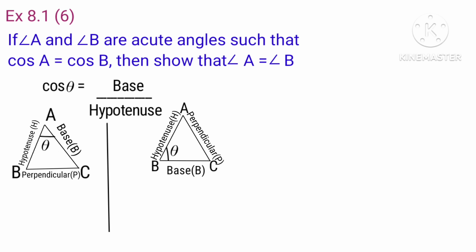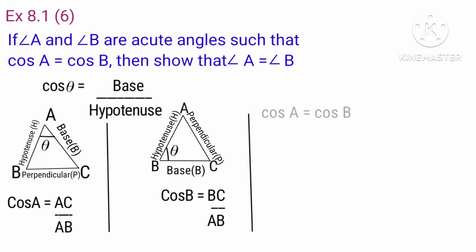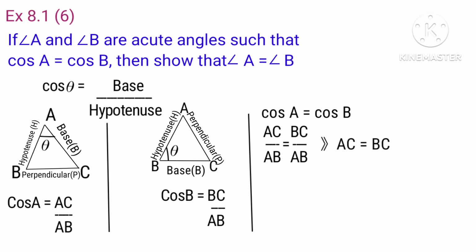Now we substitute this in cos A and cos B. So cos A is equal to AC divided by AB, that is base divided by hypotenuse. And in cos B, BC divided by AB, so that is base divided by hypotenuse. They have also given that cos A is equal to cos B. So AC divided by AB is equal to BC divided by AB. So therefore we'll get AC is equal to BC.